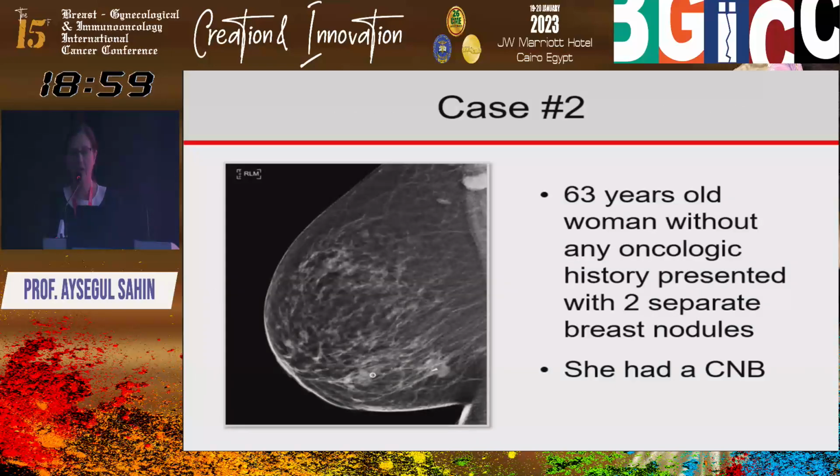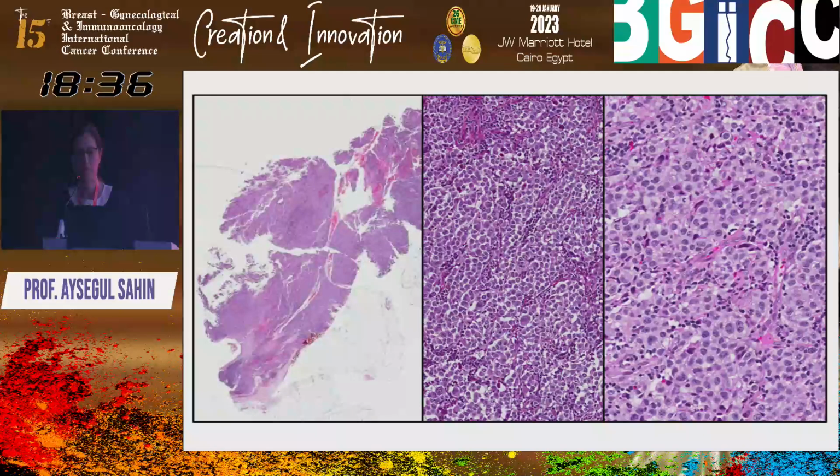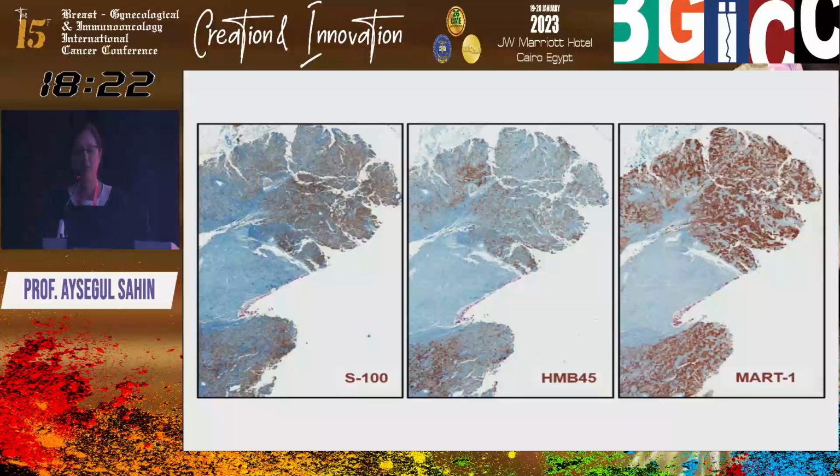And this is another case. It's a 63-year-old with 2 separate masses here, and 10% of breast carcinomas initially present with multiple lesions. So yes, when we have multiple lesions, our index of suspicion is high, but it's not specific. And here is the diagnosis. It's a high-grade malignancy. And when you look retrospectively, you may say, well, there are some pigmented-looking cells, but at the time we didn't appreciate that, and it was a metastatic melanoma.